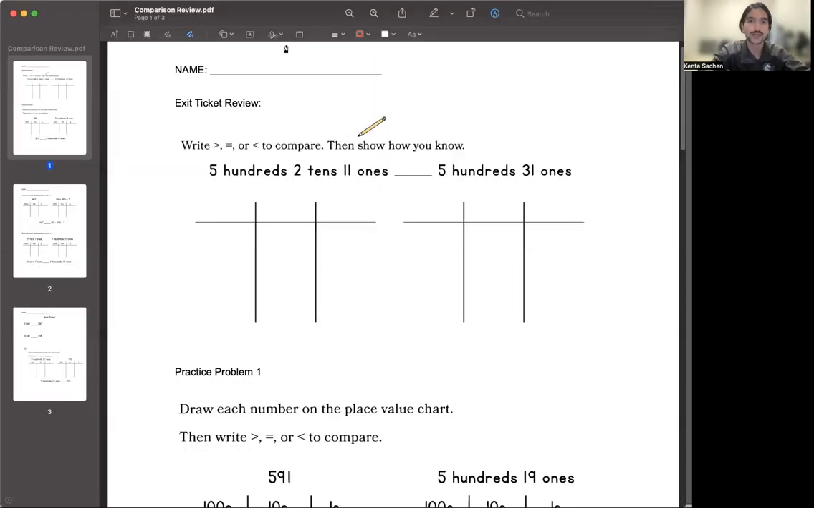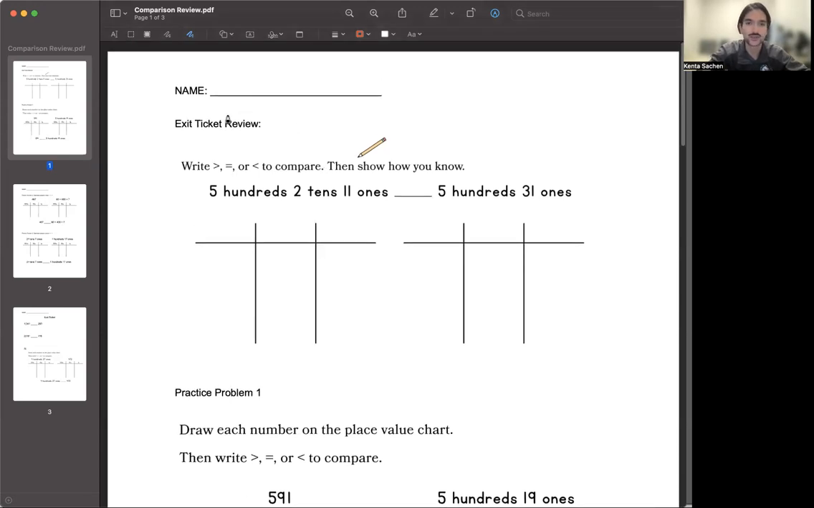Okay, so in front of you, you should have a worksheet with a couple of problems, right, that we can continue working on our comparisons with. So we're gonna have 4 problems that we work on, right? We're gonna work on some together with me and then some with your teachers, and then there's gonna be an exit ticket, a little quiz for you to work on at the end of class. Okay, so please turn to this first page where it says exit ticket review on top.